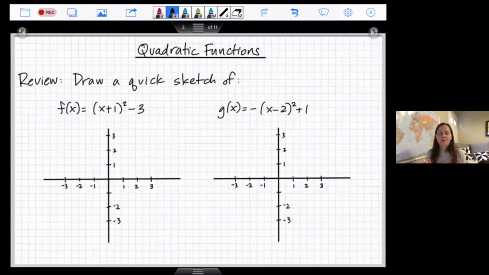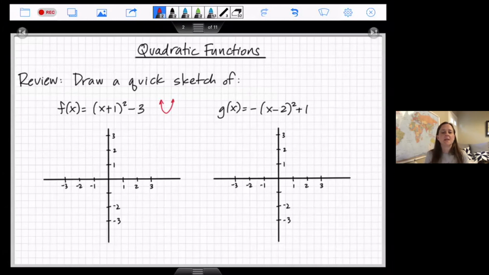Today is all about quadratic functions. Before we talk about what these are exactly, I want to do a lightning fast review of a couple of our transformation rules from a few sections ago. So I've got two functions here, f of x and g of x, and they are both transformations of the graph of x squared. So f of x is going to have this parabola shape.